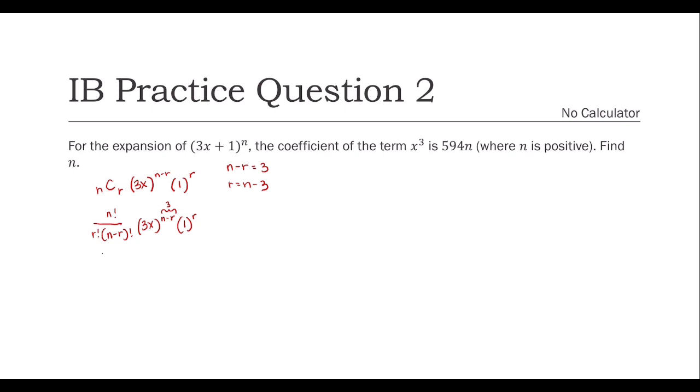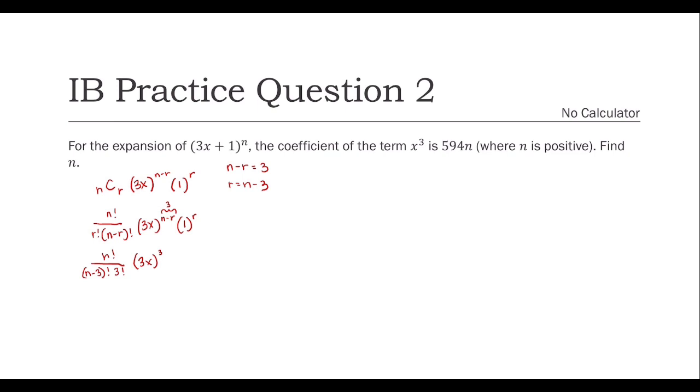So we have n factorial over r factorial, which is going to be n minus 3 factorial, times n minus r factorial. n minus r is equal to 3, so it's going to be times 3 factorial. And then we have that times 3x to the n minus r, which is going to be 3. And then 1 to the r is going to be 1 because 1 to any power is still 1. So we don't even need to write that down.